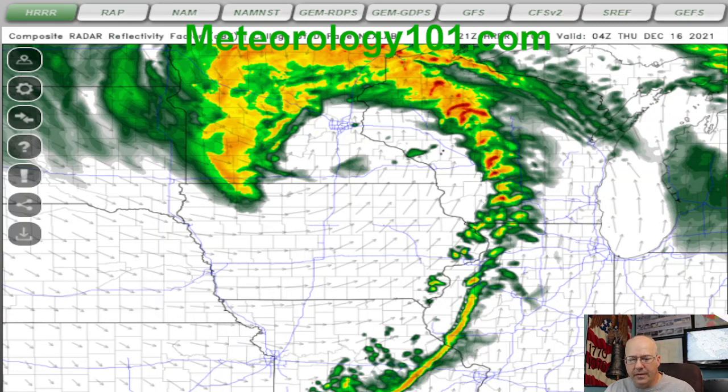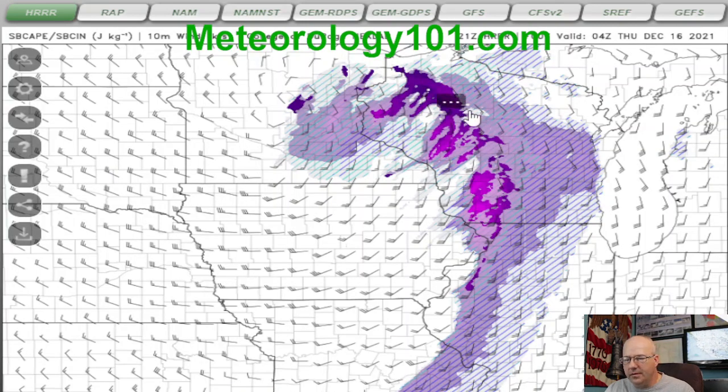Let's pull our convective chart. We'll look at our CAPE. Here's our CAPE right here. So let's see what we got. 200, 300 joules. Nothing really significant. 600 down in this area.